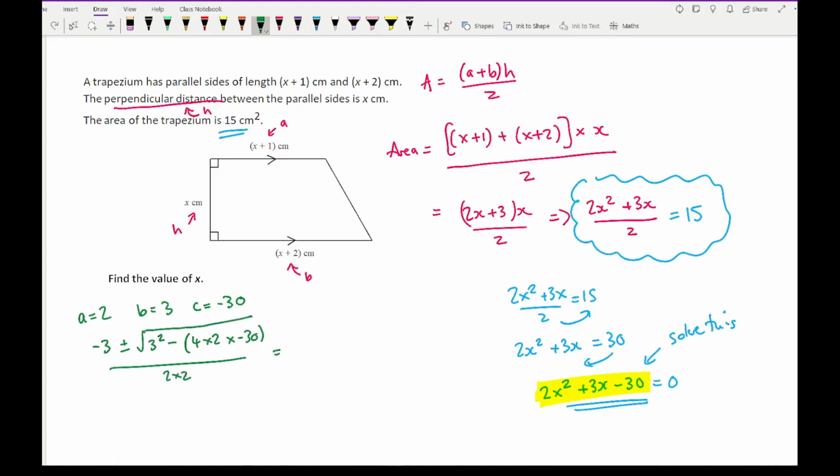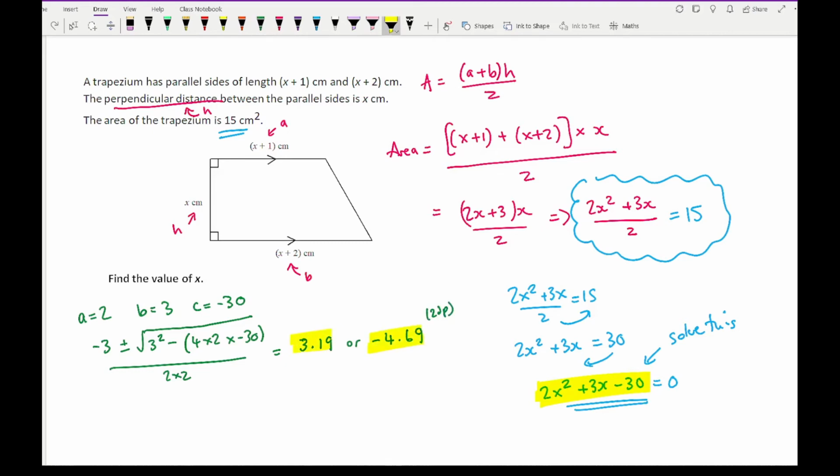Now if I then go on to type this all into my calculator, let's have a look at what answer I get. And let me just do that. Well, I get an answer of 3.19, or I get minus 4.69, and they're to 2 decimal places. So these are my two solutions.